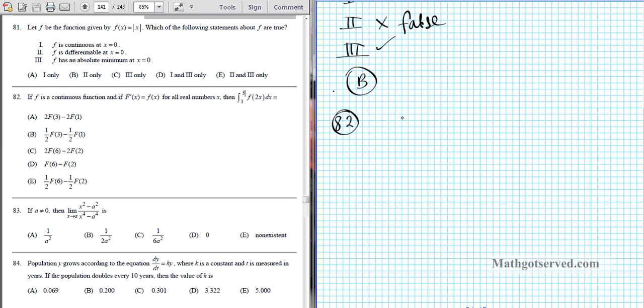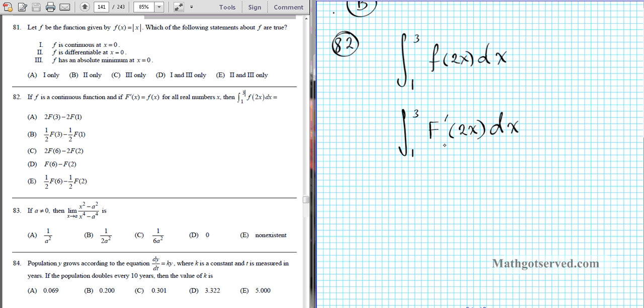Okay, so we have to find the integral from 1 to 3 of f of 2x dx. We're also told that f prime of x is equal to f of x. So let's go ahead and input that here. So we're going to have the integral from 1 to 3 of f prime of 2x dx, because we know that f of x is equal to f prime of x. All right, so how do we integrate this? Well, before we start, we notice that we have to use substitution here because this is a composite function, okay?